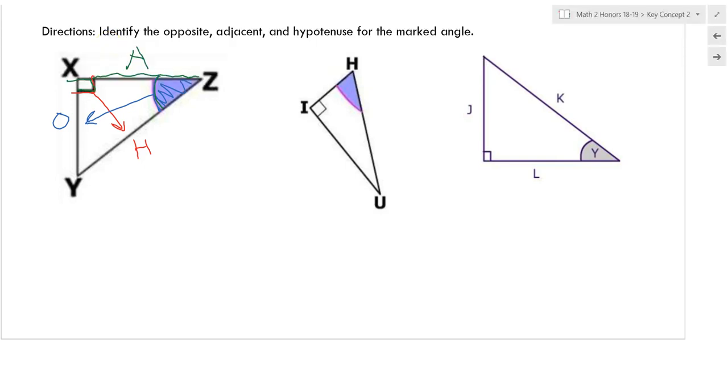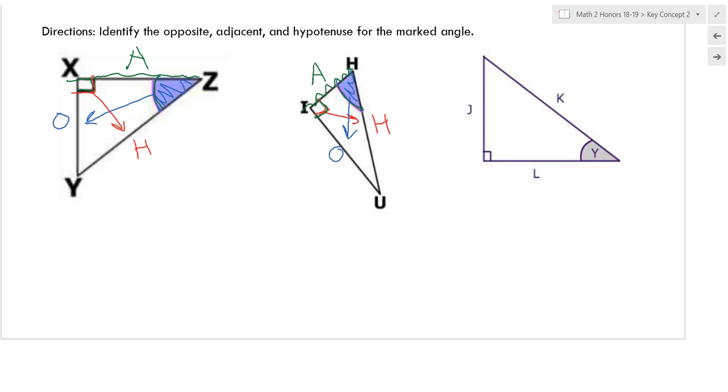Same thing for our next triangle. Start with the hypotenuse. Here's my right angle. Across from it is my hypotenuse. Then look at where your given angle is. Across from that is your opposite side. And then between the two angles is your adjacent side.